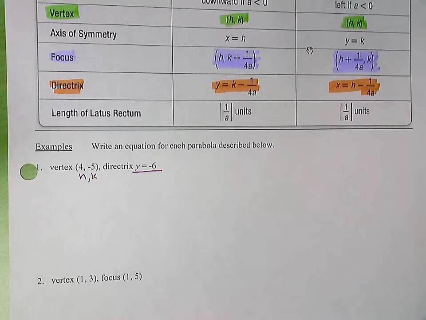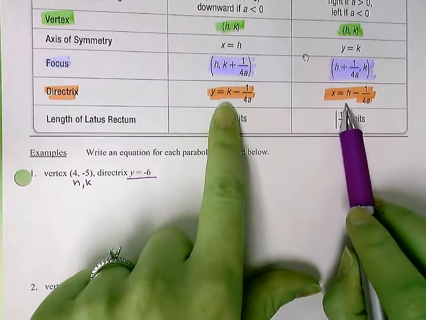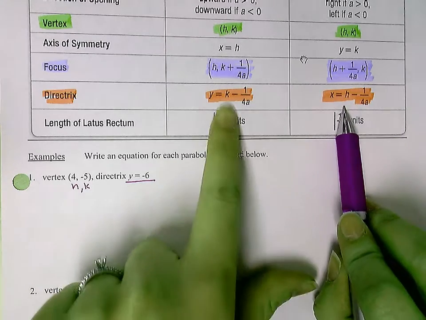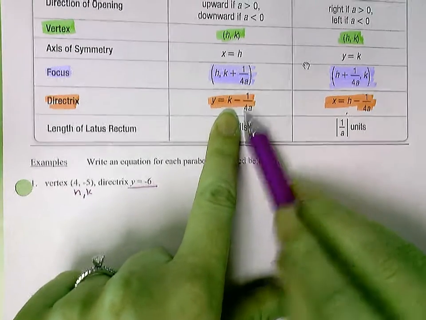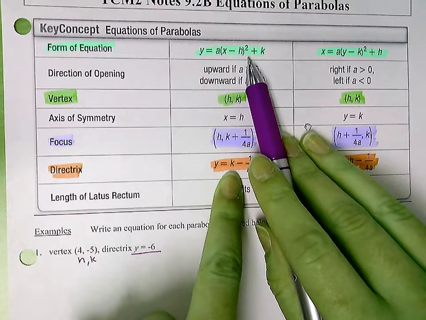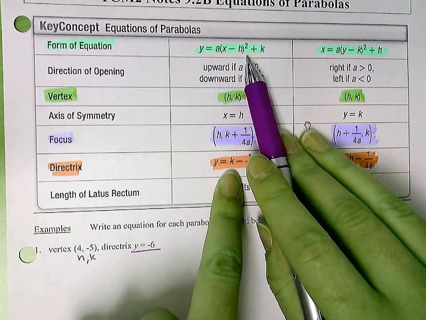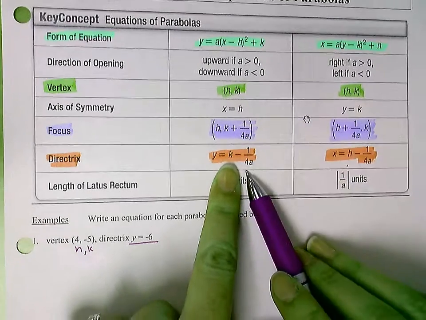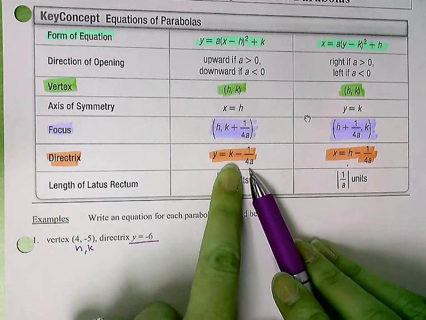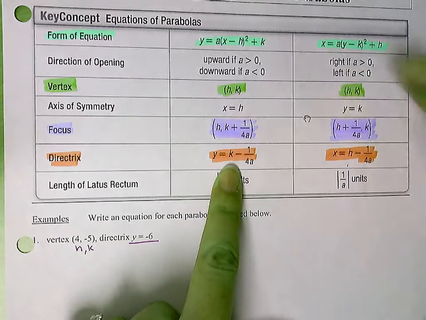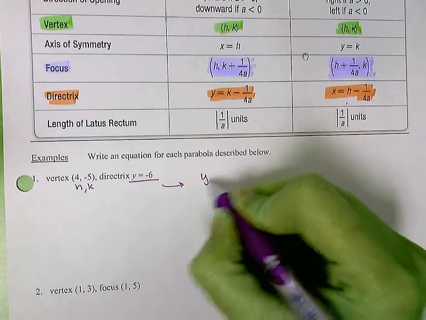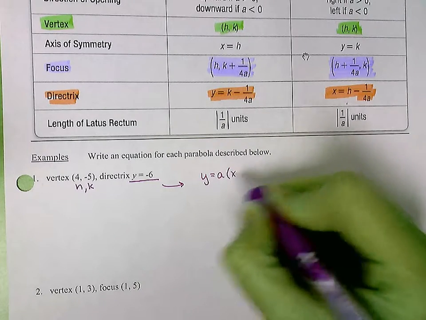I'm going to look at my table above where it says directrix. So that would be here and here. Well, the one I have is in the form y equals. So I'm going to use this one, meaning I'm using this form of my equation. Your first step with these is to pick out which of these forms you have to write it in. In this case, since this directrix is in y equals, I'm going to use this form here. Make sense?